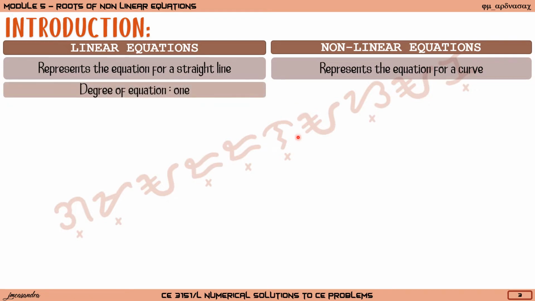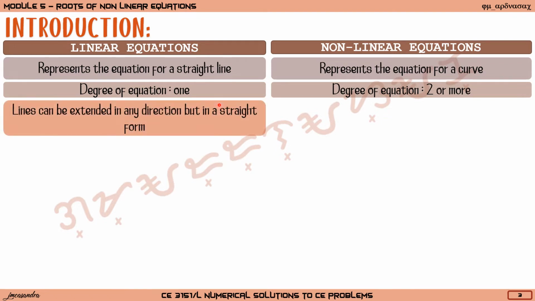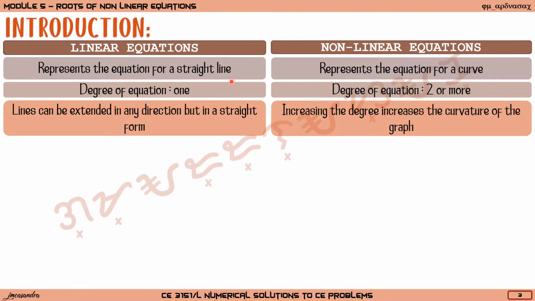So for linear equations, the degree of the equation will always be equal to 1. And for nonlinear, its degree will be 2 or more. For linear equations, as we plot our variables into our graph, the lines formed can be extended in any direction in a straight line form. While for nonlinear equations, increasing the degree of our equation would also increase the curvature of our curve or of our graph.